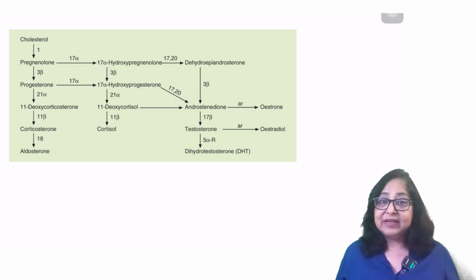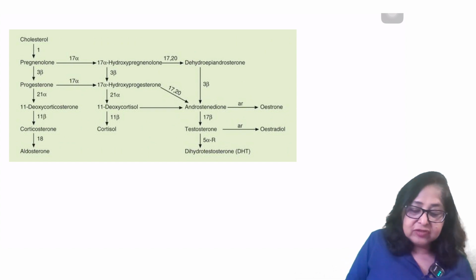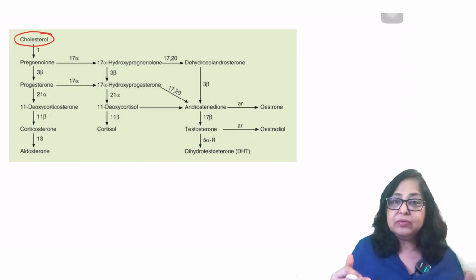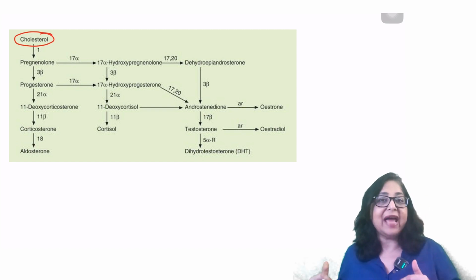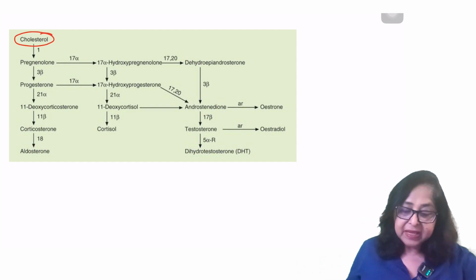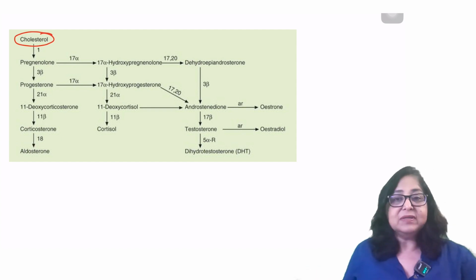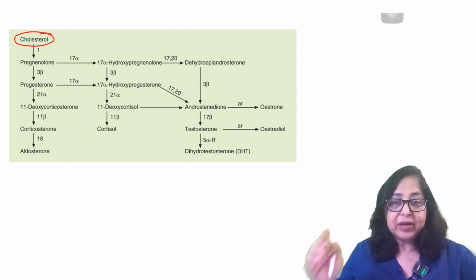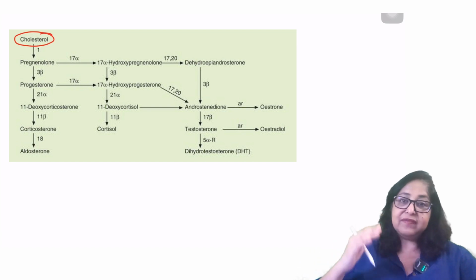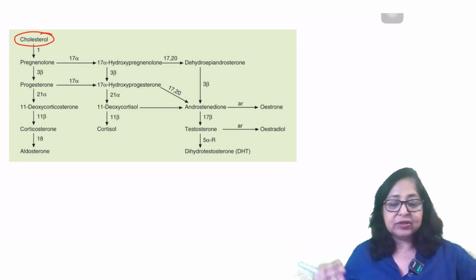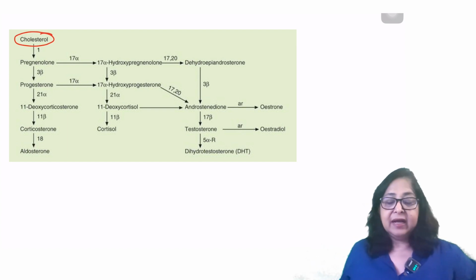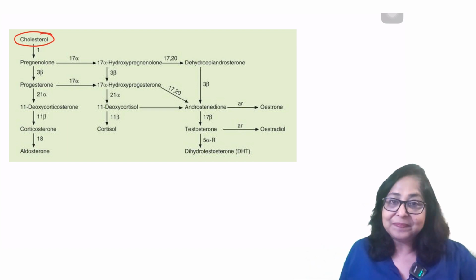Now, these are steroids, so they are all synthesized from cholesterol. Cholesterol is converted to pregnenolone, which is converted to progesterone, 11-deoxycorticosterone, corticosterone, and then aldosterone. And pregnenolone can form 17-alpha-hydroxypregnenolone, which is converted to 17-alpha-hydroxyprogesterone, 11-deoxycortisol, and cortisol. And similarly, you've got the synthesis of androgens.